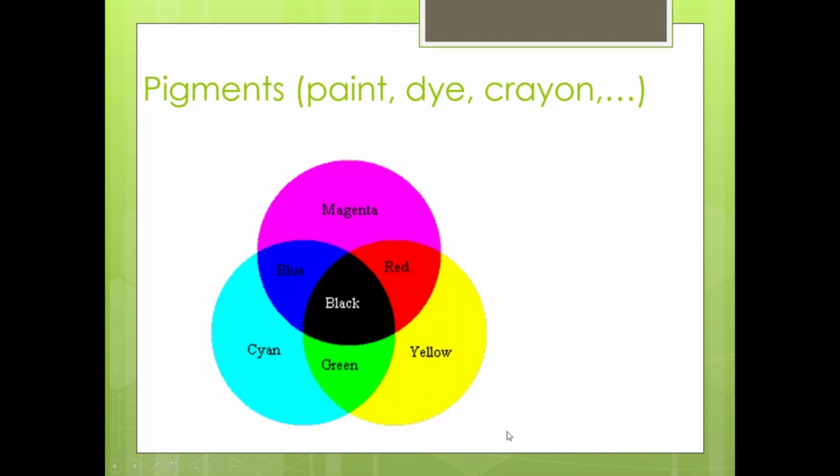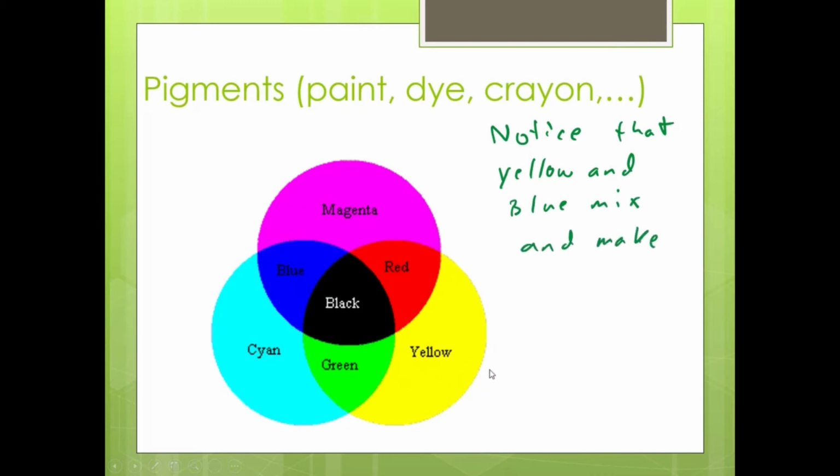You may notice in this picture as you look at it that yellow and blue do not make green. Yellow and blue mix together and make black. All right? If you want to get green with pigments, you have to have yellow and cyan. That's what gives you the green there.